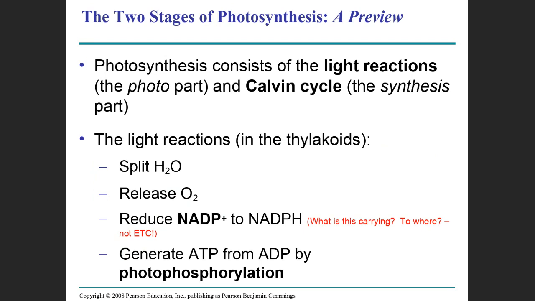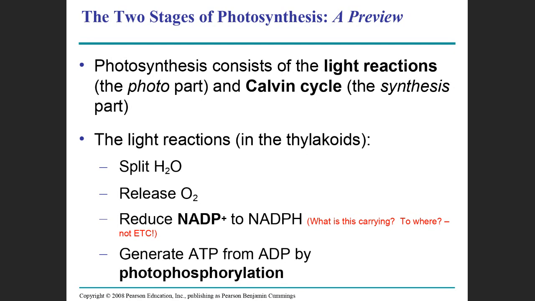So photosynthesis does consist of 2 parts, the light reactions, or the photo part, and the Calvin cycle, which is the synthesis part. A long time ago, they referred to both the light reactions and the dark reactions, although the Calvin cycle doesn't happen just in the dark. But they used to refer to them as the light reactions and dark reactions. So if you see dark reactions somewhere, what they mean is the Calvin cycle, which is where the glucose or the carbohydrate gets made. So in the thylakoids, we have the light reactions.